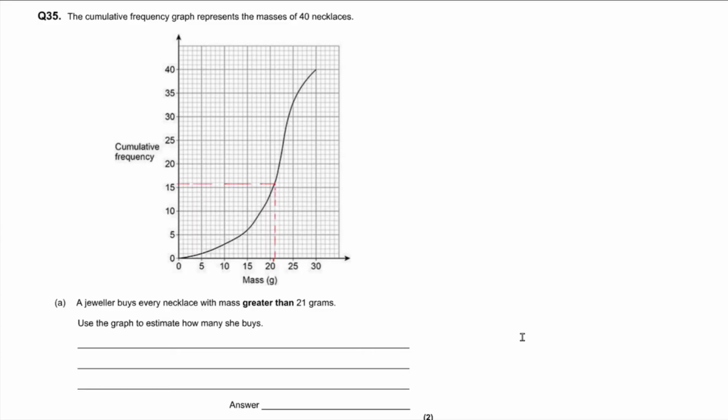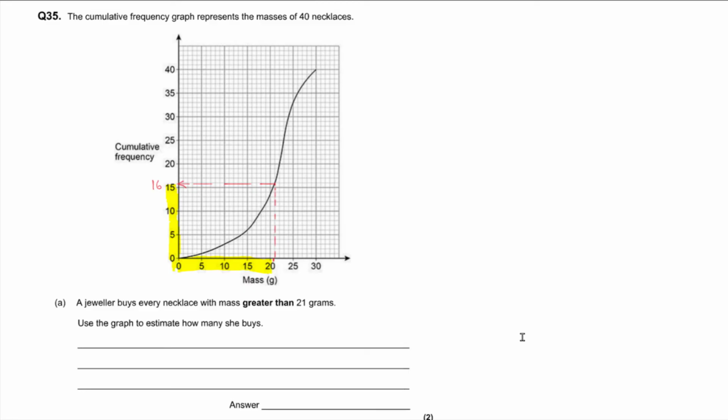So I make that like 1 little square above 15. Again, there are 5 divisions on this. Again, there are 5 units between 15 and 20 and 5 little boxes. So each one of those must be 1. So I'm reading that off as 16. Remember, what this is telling you is that there are 16 necklaces that are 21 grams or less.